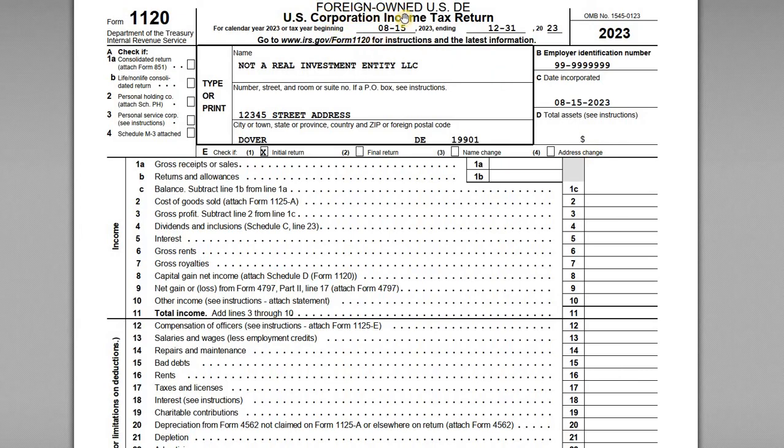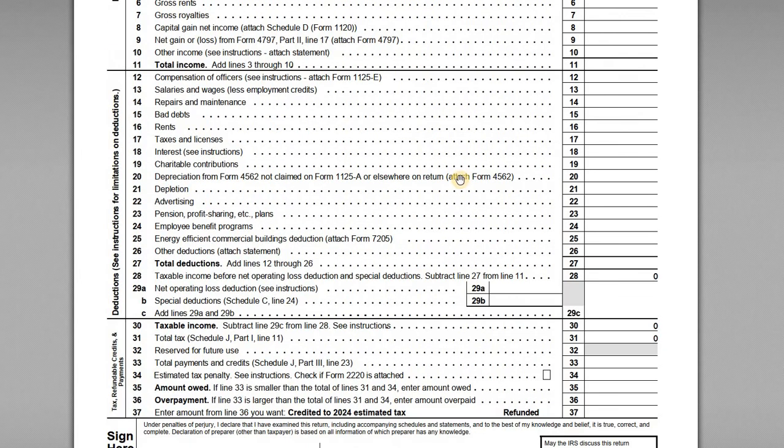You are supposed to put foreign-owned USDE at the top. We have indicated that the entity was set up August 15th, so we've got August 15th as the incorporation date. And it's for the short period, August 15th through the end of the year, because it's not a full calendar year. Name of the LLC, not a real investment entity LLC, and the EIN assigned to the company. And then we've checked the box for an initial return.